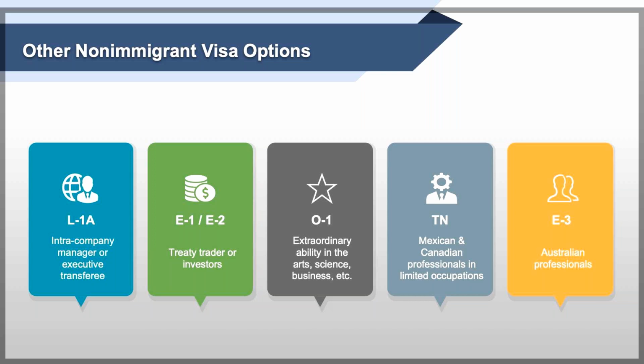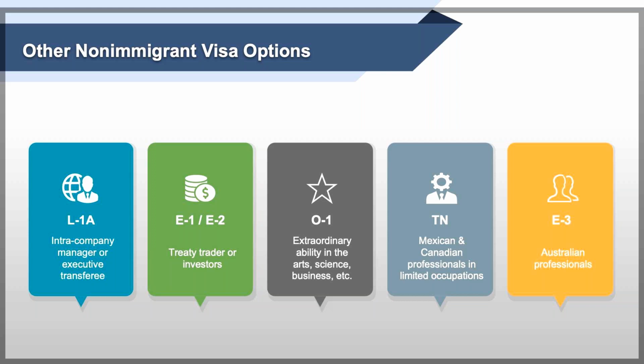The O1 visa is for foreign nationals of extraordinary ability who are coming to work in the fields of arts, science, business, education, things like that. The O1 visa requires a U.S. employer, again, to sponsor a foreign national who can demonstrate that they have reached the top of their field through 9 or 10 different categories. And again, you can Google the 9 or 10 different categories.